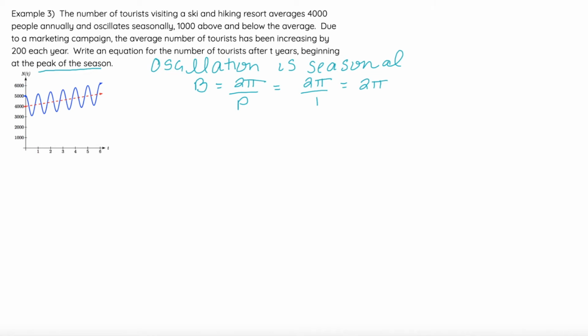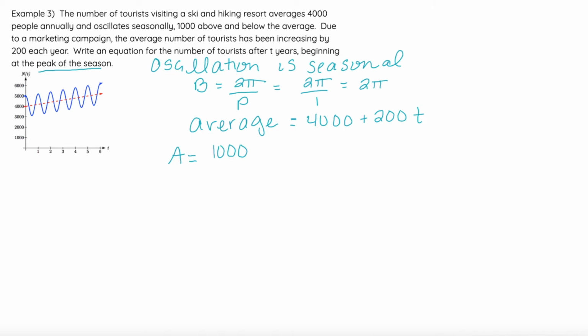Notice that we're having an average of 4,000 plus we are increasing 200 per year. So my average definitely is going to be utilizing a linear line, right? Because we're starting at 4,000 people, but then we're adding, because of this marketing campaign, 200 additional people per year. I also know my A value, my amplitude, is 1,000. It tells me that we're going above and below this oscillation 1,000 every time the season is changing.